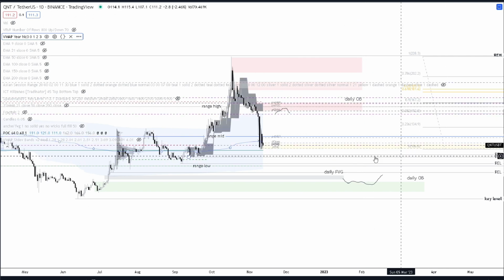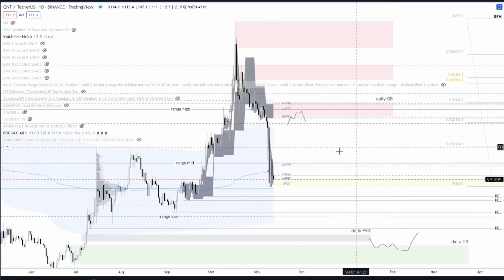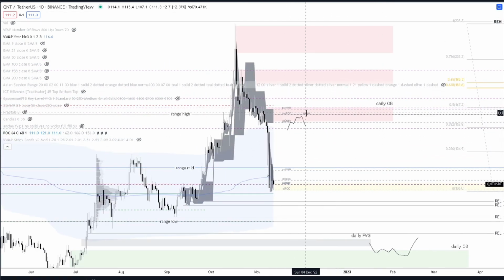If you look for any POCs, we can see that we have a lot of POCs right here. I know it might be a little bit difficult to see with this indicator, but we have the previous week POC, the weekly open, and the previous week value area high.